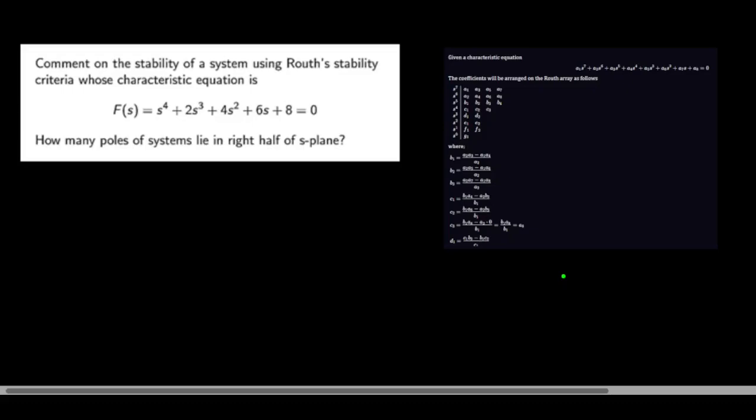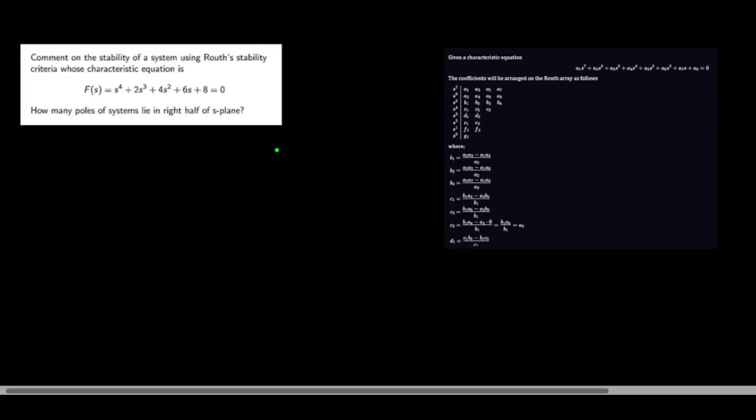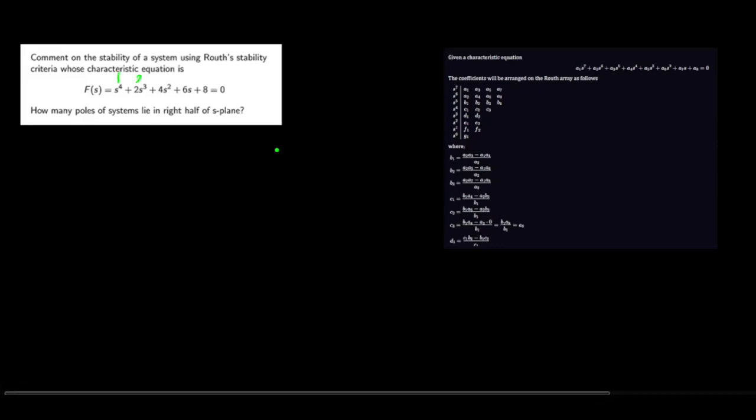Okay, so we want to find the stability of the system using the Routh stability criterion. We've been given the characteristic equation and we're told to find how many poles of the system lie in the right half plane. So the first thing you want to do is obtain the coefficients from here. That's 1, 2, 4, 6, 8.